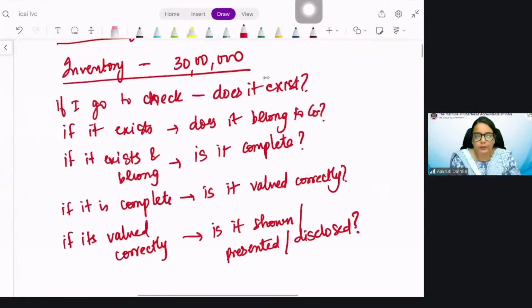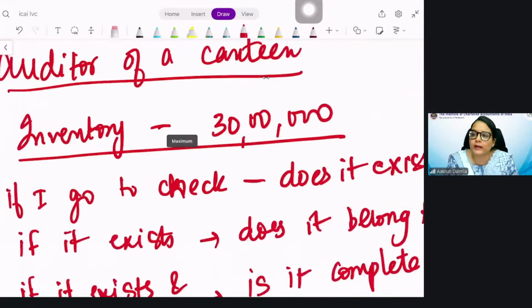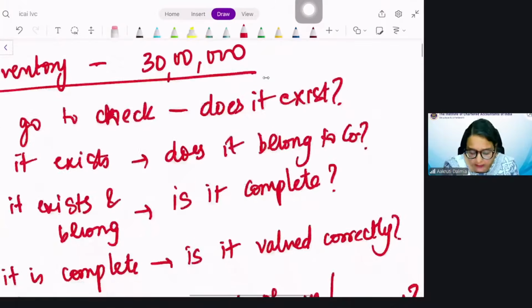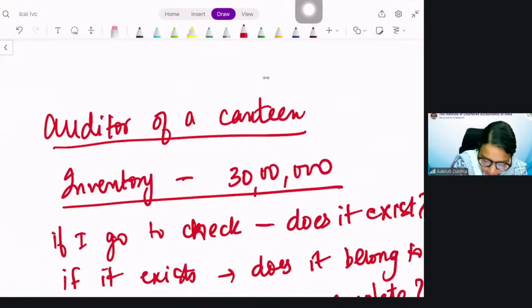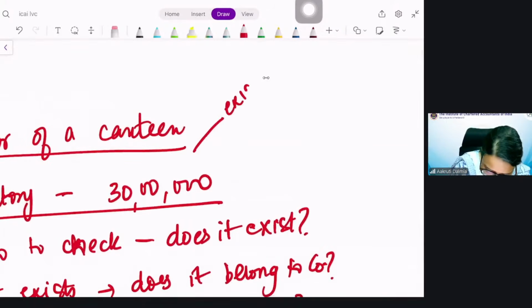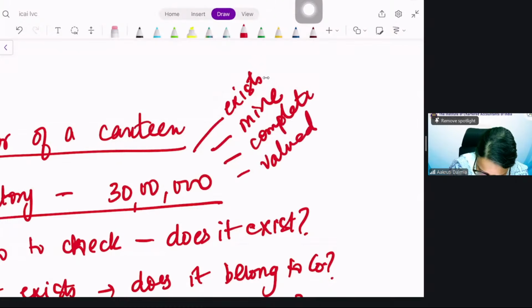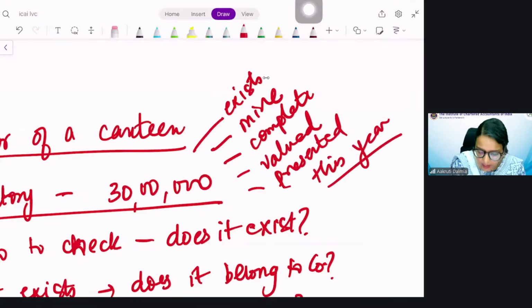So as an auditor, even for a small thing, if in the balance sheet management is saying inventory is equal to 30 lakhs, what are the claims that management is making? Management is telling me that it exists, it's mine, it's complete, it's valued correctly, it's presented correctly, it's of this year only, not old year, not last year.